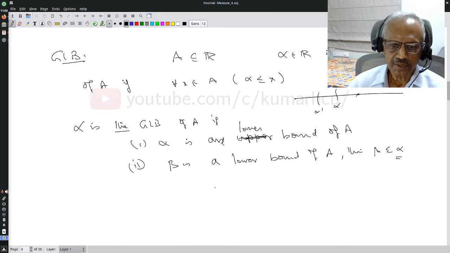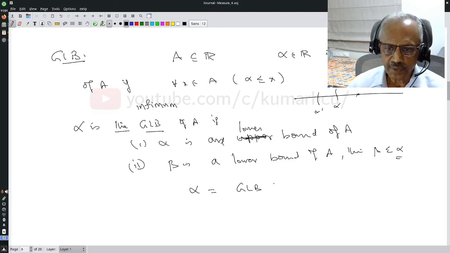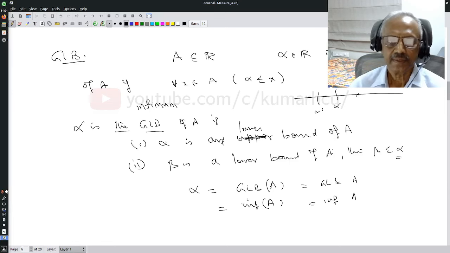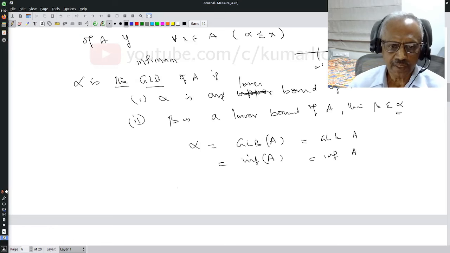If this is the first time you are learning LUB, GLB, this GLB is also called infimum. So one usually denotes alpha equal to GLB of A or infimum of A. Sometimes you don't put brackets, you may also write GLB A or infimum A. So if this is the first time you are learning infimum and supremum, pause, review, proceed.